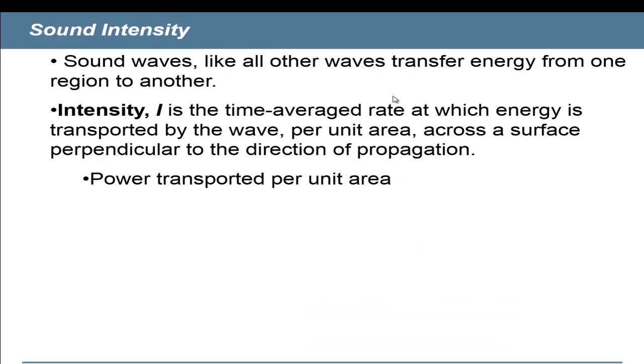So the intensity that we hear from those waves coming in is given as I. I represents our intensity. And so these sound waves transmit energy, just like any other wave. It transmits energy from one region to another. And the intensity is the rate at which that energy is transported by the wave per unit area. We say the intensity is per area across some surface perpendicular to the direction of propagation.